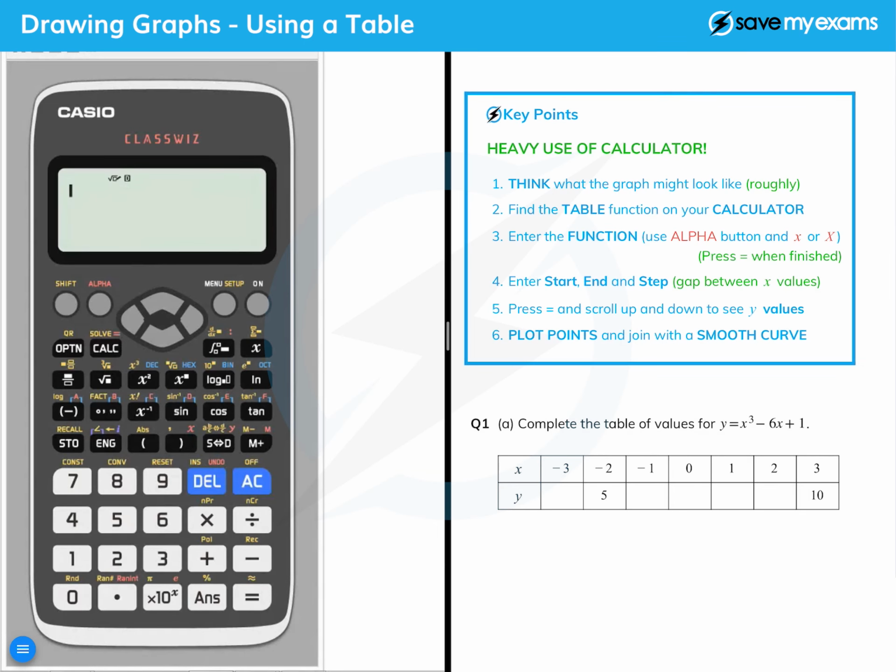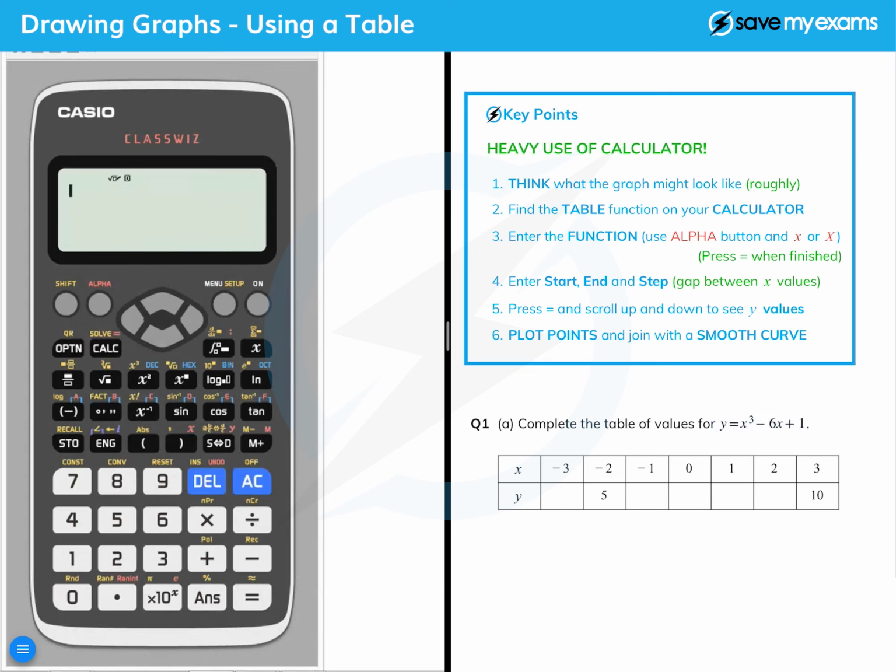In this tutorial, we're going to look at drawing graphs using the table function on our calculator. And you'll see I've got my calculator ready on the left there. Now, the sorts of graphs we might need to do are perhaps the more difficult ones, like this one in question 1, y equals x cubed minus 6x plus 1.